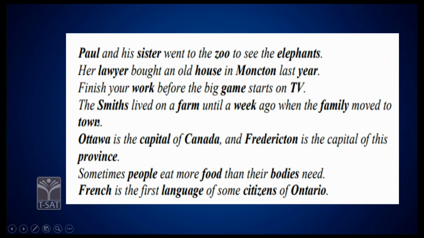See, I told you another clue here. Smiths. It is followed by the article. The Smiths lived on a farm until a week ago when the family moved to town. So, the Smiths, a farm, week, family. These are the nouns here. Ottawa is the capital of Canada and Fredericton is the capital of this province. So, Ottawa, capital, Canada, Fredericton, these are the words.